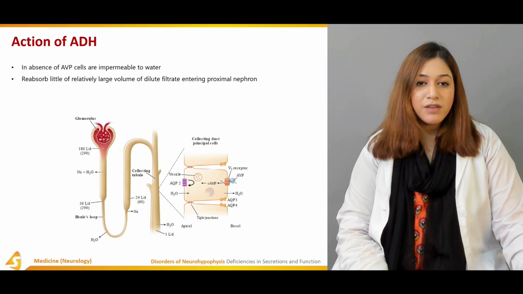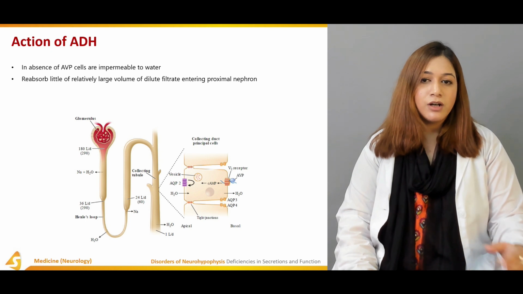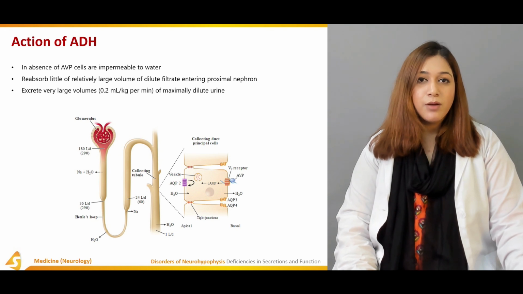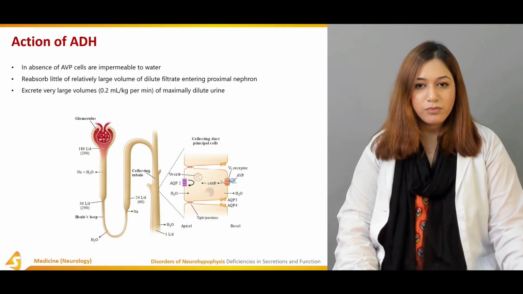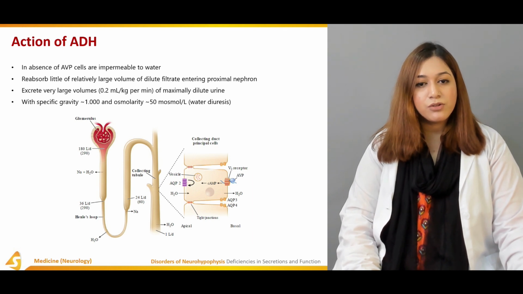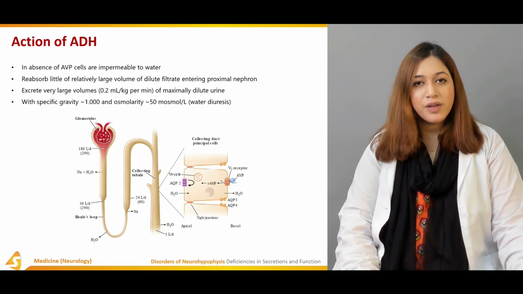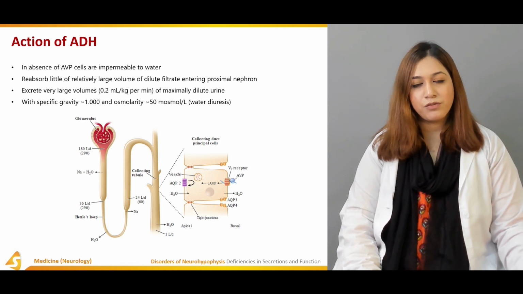In the absence of AVP, these cells reabsorb little of the relatively large volume of dilute filtrate entering the distal part of the nephron. It will excrete very large volumes, 0.2 ml per kg per minute, of maximally dilute urine. What happens to the specific gravity? It will be 1.00, and the osmolarity of urine will be around 50 milliosmoles per liter because there is maximum water diuresis. Whereas the osmolarity of plasma will start increasing because there is maximum reabsorption of the solute.